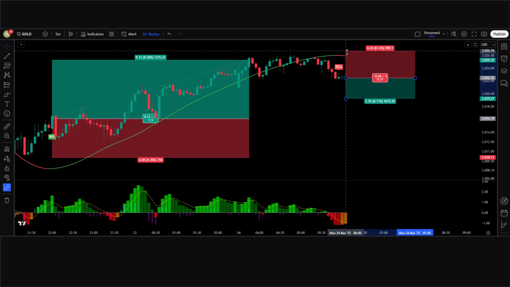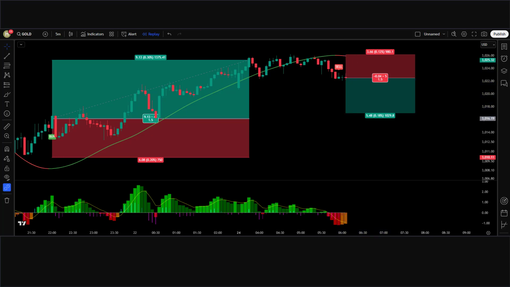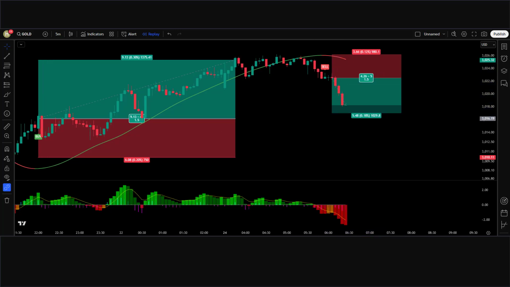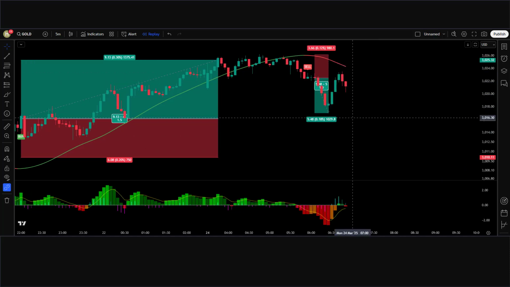Our stop loss will be placed at the current market's higher level. And the risk to reward ratio will be 1:1.5. Let's see what happens to our trade. We have won the trade. Wait for the next signal.